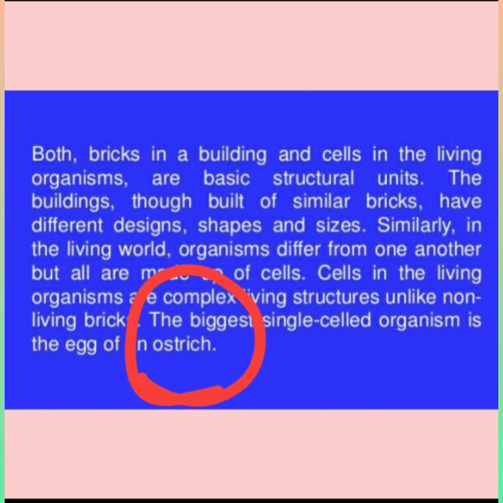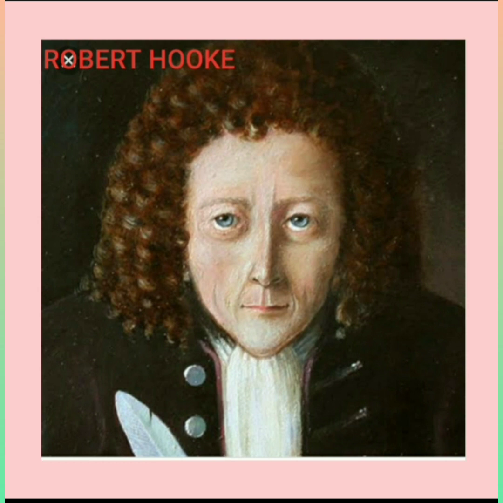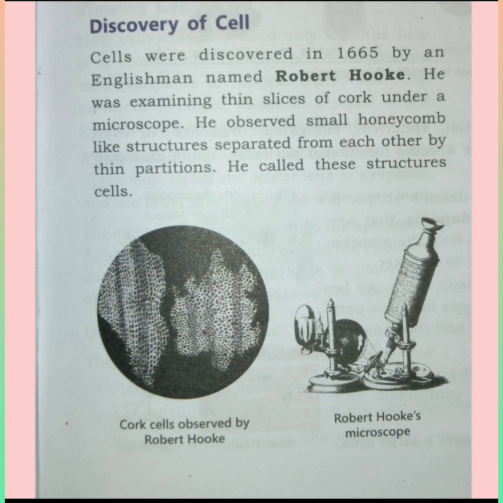Now, can you tell me the name? Who is he? Yes, he is Robert Hooke. Let's start discovery of cell. Cells were discovered in 1665 by an Englishman named Robert Hooke. He is the person who discovered the cells in 1665.